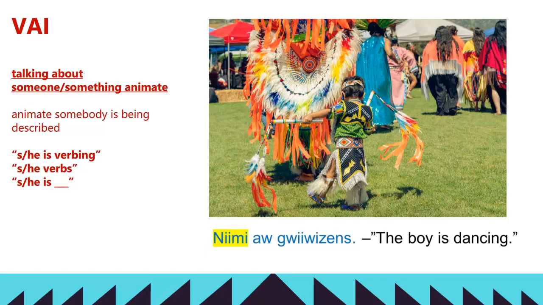VAIs are talking about someone doing something, an animate person doing something, such as he or she is verbing, he or she verbs. Mimia al dance, the boy is dancing.